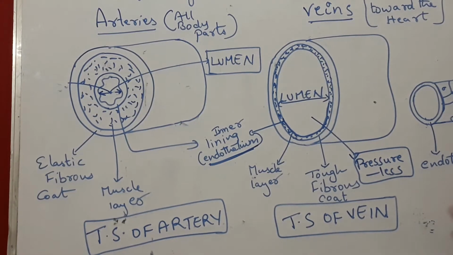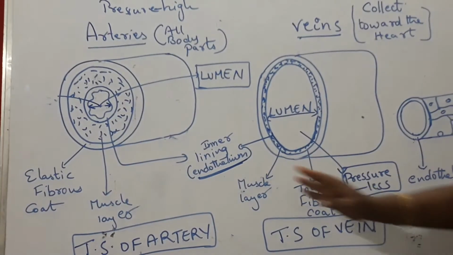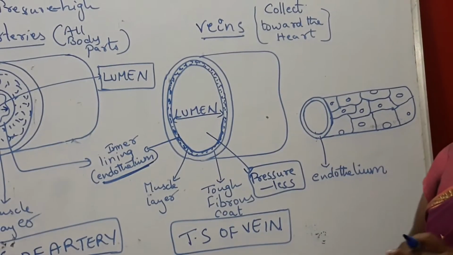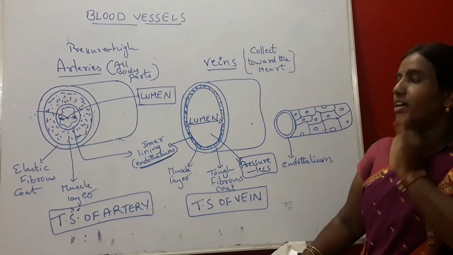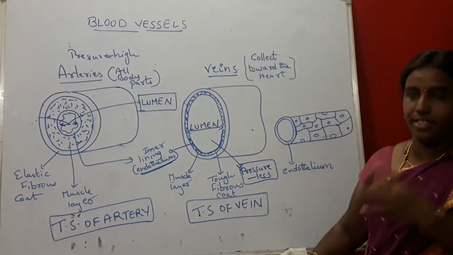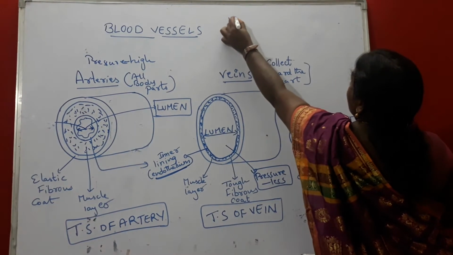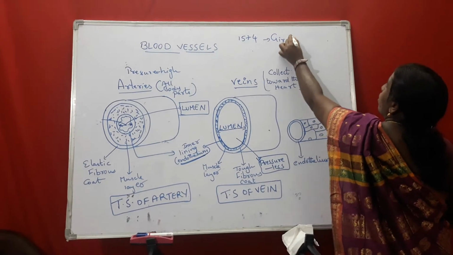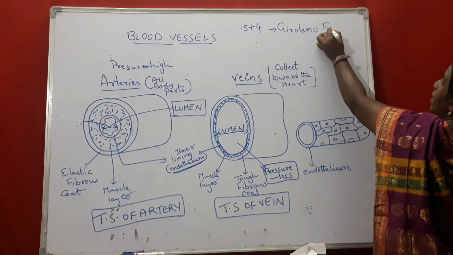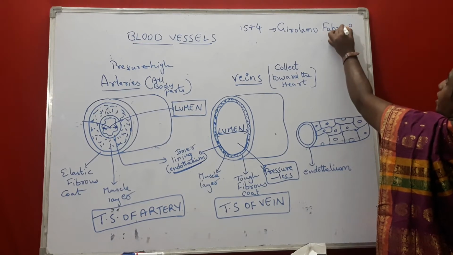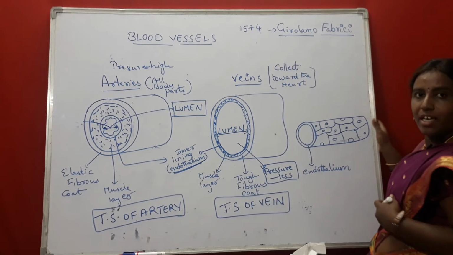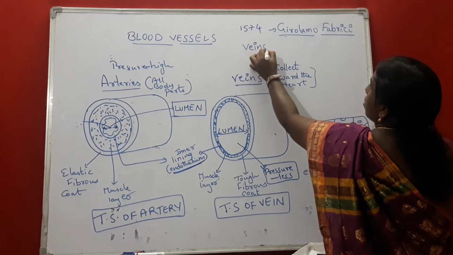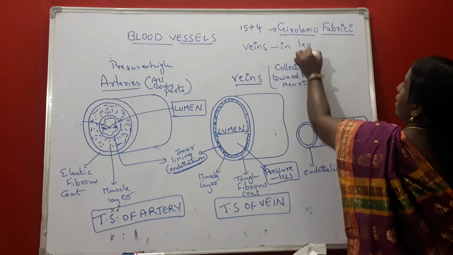Now, this is the TS of artery, and this is the TS of veins. Actually, there is a story over here, children, to help us understand arteries and veins. In the year 1574, the scientist Girolamo Fabrici was the person who studied the presence of veins in legs.